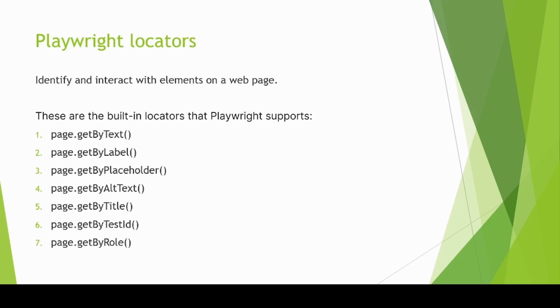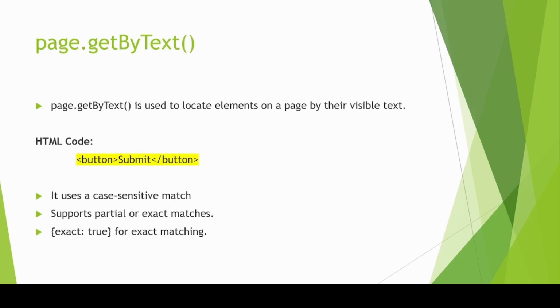First locator is page.getByText. The getByText locator is used to identify the element on the page by using the element's visible text. Generally, the element's visible text is called the text of the element. The text of the element is present in the HTML code, after the opening tag and before the closing tag.